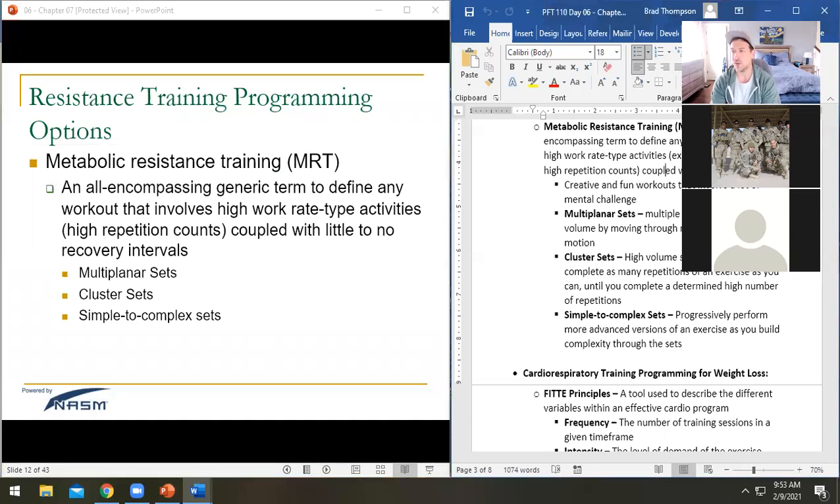But what about when your coach has you do 40 ice skaters in a row? And by the end of it, you're like, good God, this burns, right? Or when it's like, okay, you're going to do 100 jumping jacks and 50 burpees, something like that. This is where we're getting into metabolic resistance training. It's generally all body weight stuff, although not always. High repetition, high work rate activities, right?